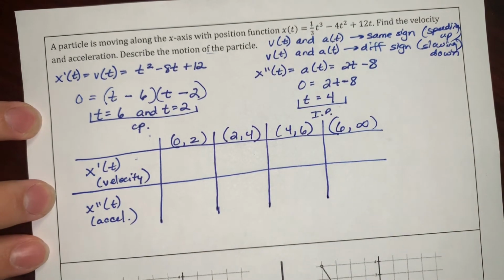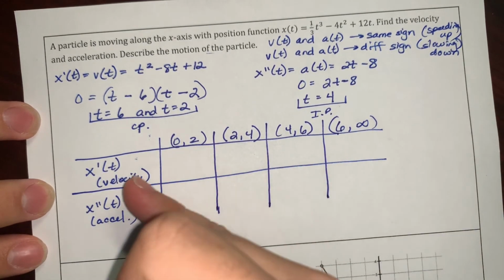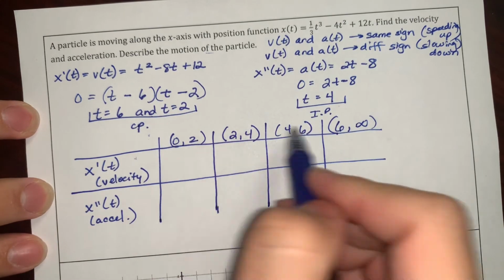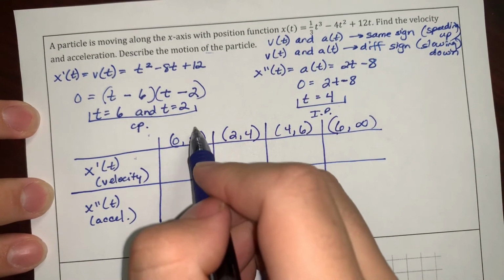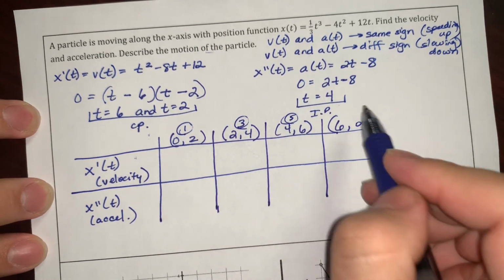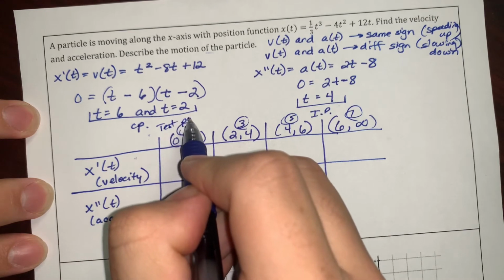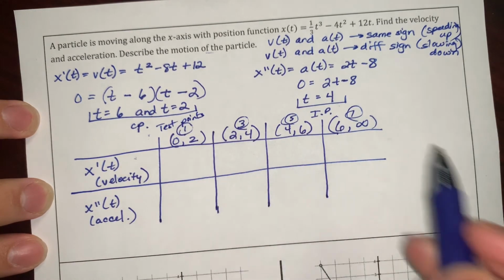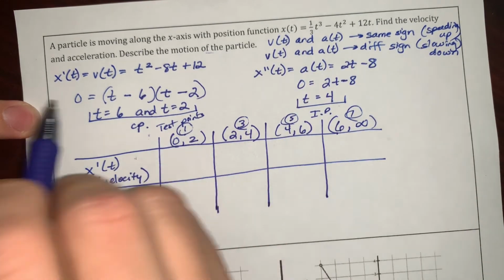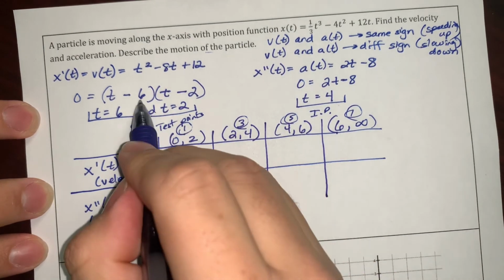Okay? So now I'm going to look in between these intervals and see what's the behavior of the velocity and what's the behavior of the acceleration. So obviously I can pick test points, and I have nice test points here. I could just pick 1 here, 3 there, 5 there, and 7 there. I'm going to use those as my test points, and then plug them into my velocity function and my acceleration function.